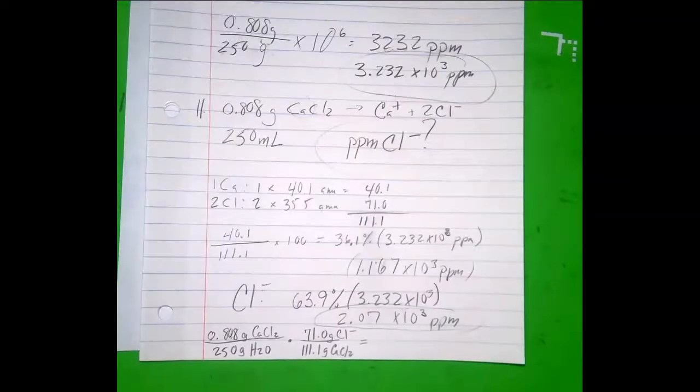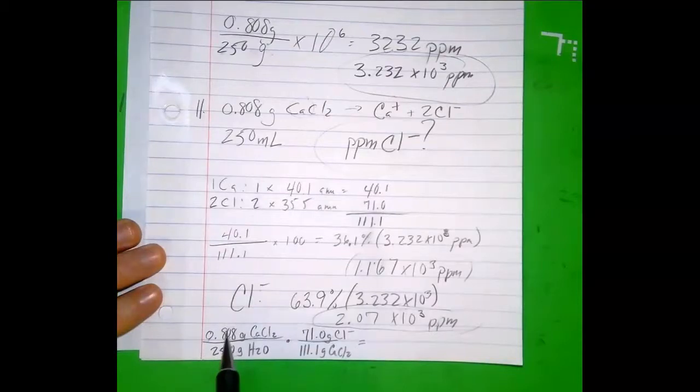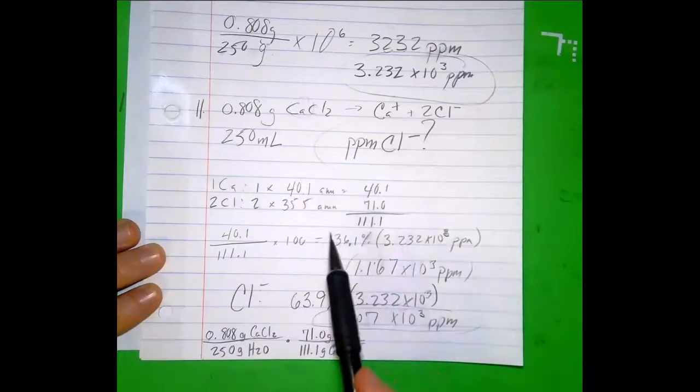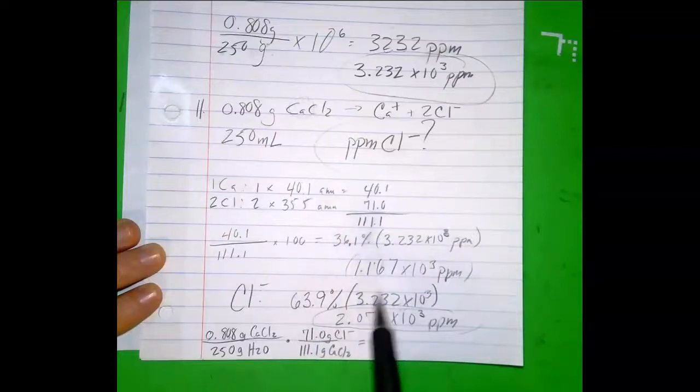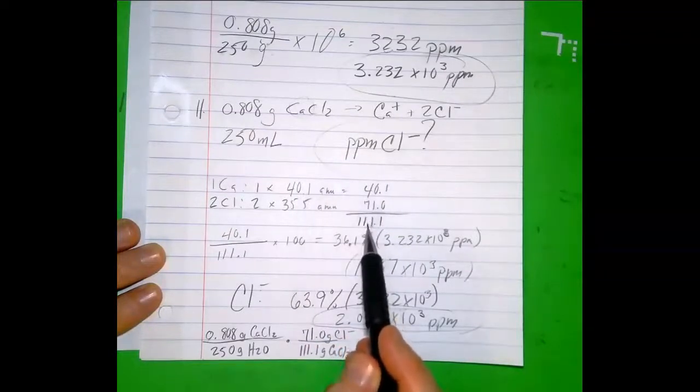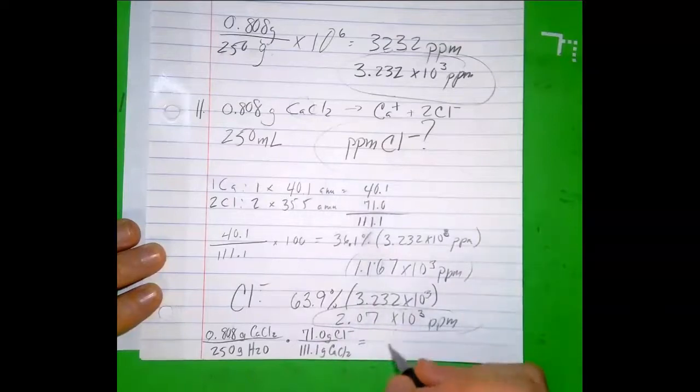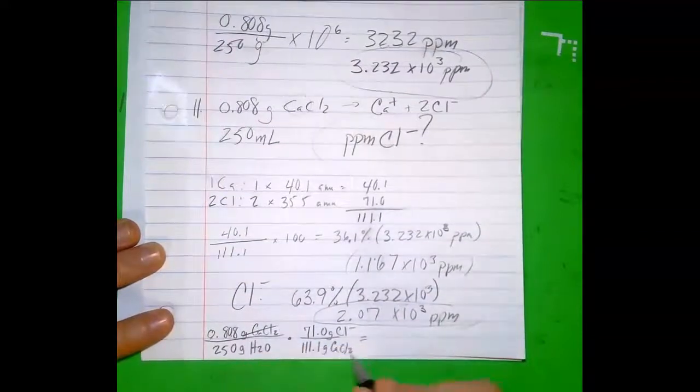Another way to look at it, and maybe an easier way, is to say we have 0.808 grams of calcium chloride for every 250 grams of H2O. And then we have 71.0 grams of chloride ions for every 111.1 grams of CaCl2, which we got from here, 71 over 111. And that should give you the same number. So you could do it either way. Notice you cancel out the grams here, and you're left with grams of chloride over grams of water, which is what you want. Thanks, everybody.